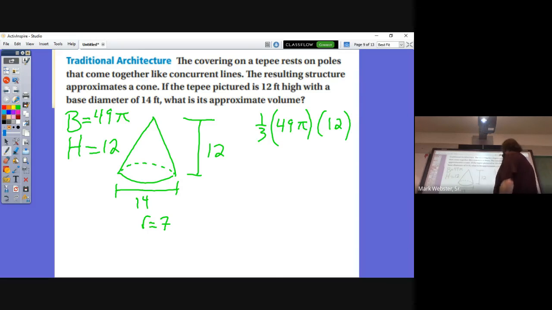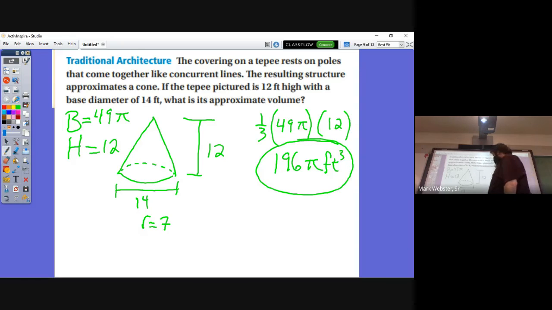12 divided by 3, we get 4, right? 49 times 4? 196. Yes, 196. 49 times 4 is the same as 14 squared. And our units are feet. So again, it's the same thing. We found the area of the base, we found the height, we multiplied those and divided by 3.